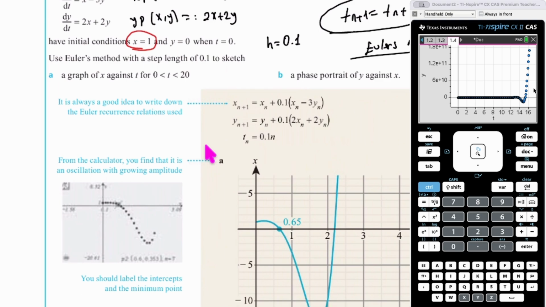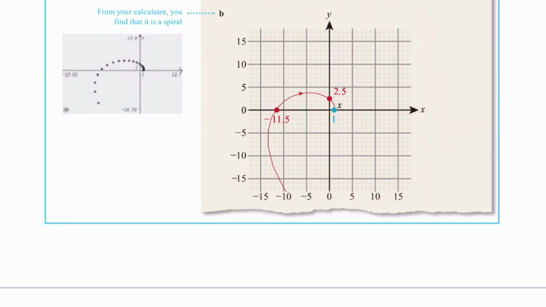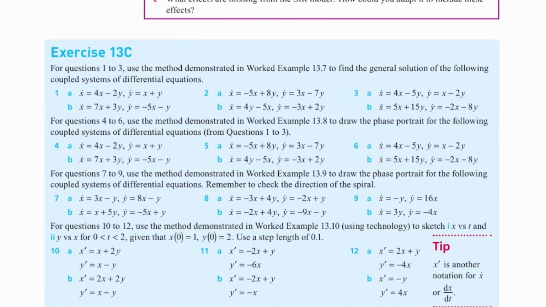Okay. And do we have anything else? So this was the phase portrait. You can look at some questions here just to practice.